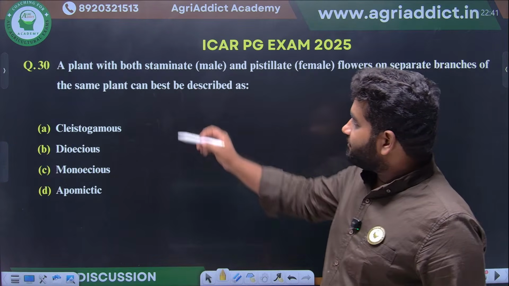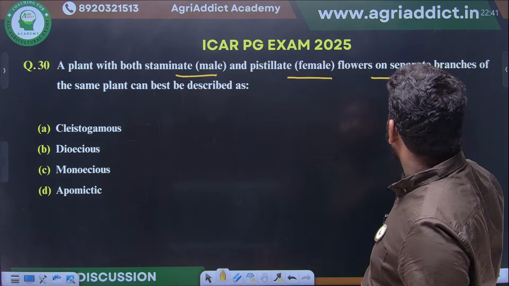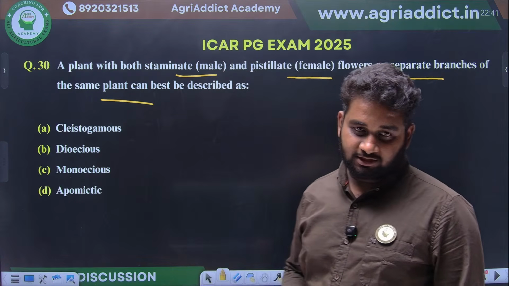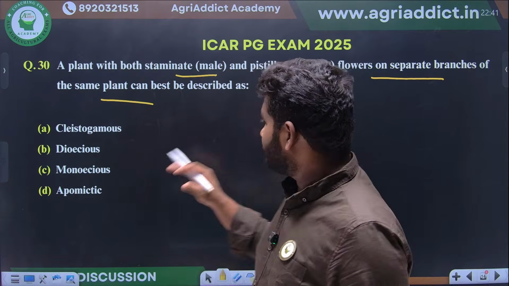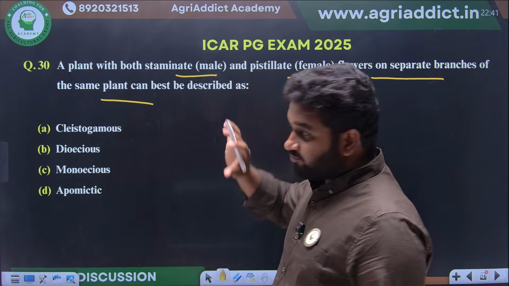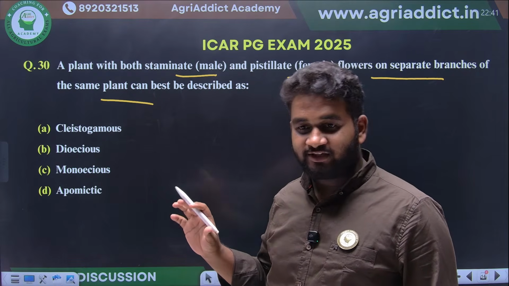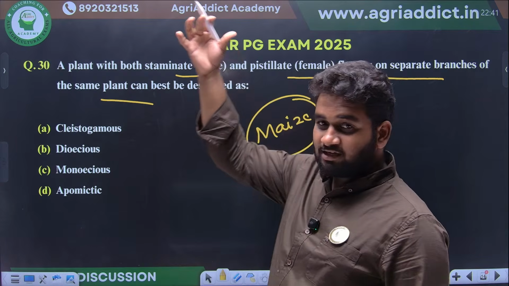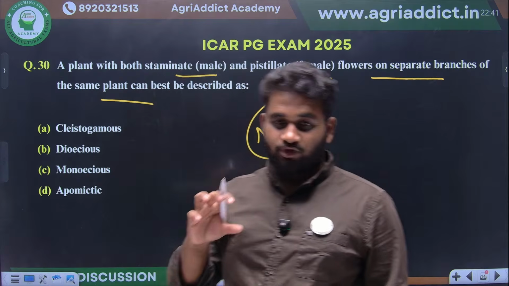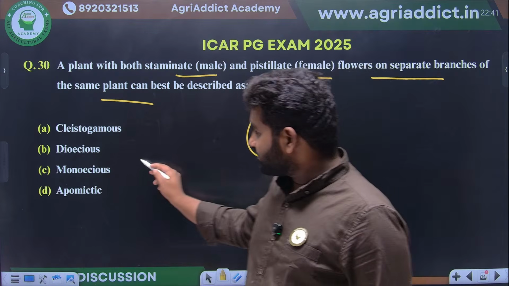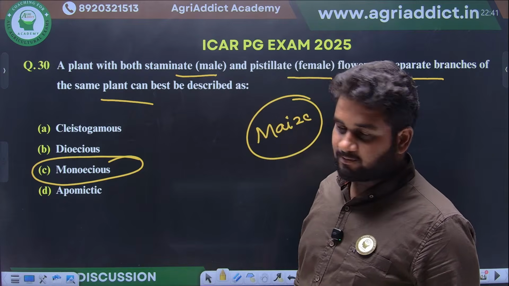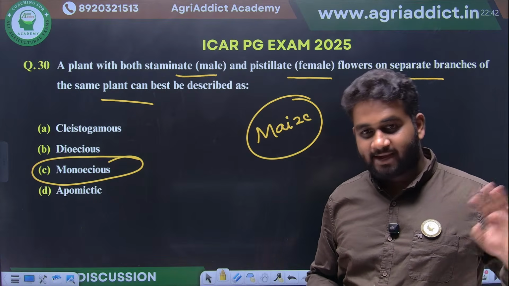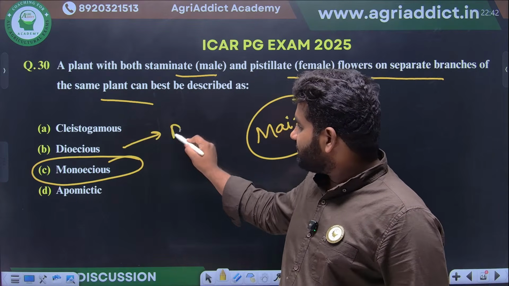A plant with both staminate and pistillate flowers on separate branches of the same plant is best described as which flower condition? This will also come in seed science. You can see both staminate and pistillate flowers in the same plant but on different branches. The best example is your maize plant: there will be a tassel and a cob below. It contains both flowers on different branches. It is monoecious. Dioecious is where the plant contains only one sex, either staminate or pistillate flowers. The best example is your date palm.